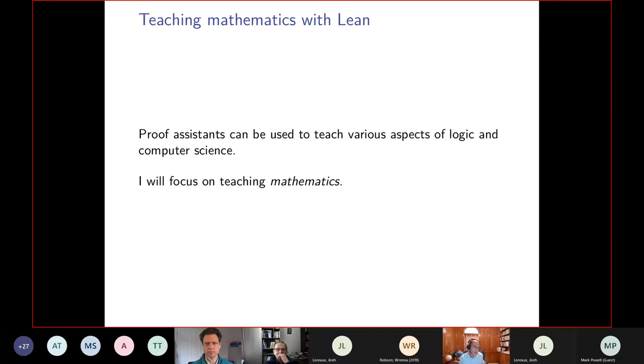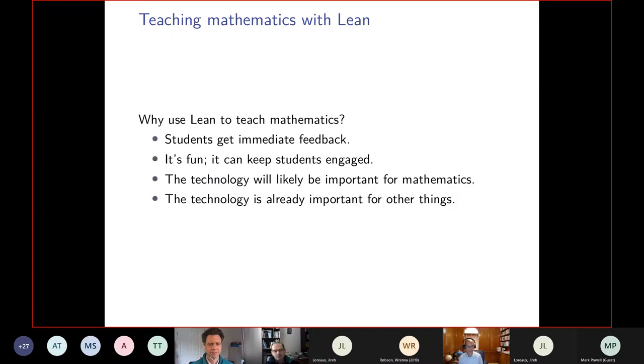Right. And so even if we just focus on teaching, the tools can also be, and are being, very much used to teach aspects of logic and computer science as well. So again, it's notable that this conference is focusing specifically on teaching mathematics. So I will do the same. And so the question is, why might it be a good idea to use Lean to teach mathematics?